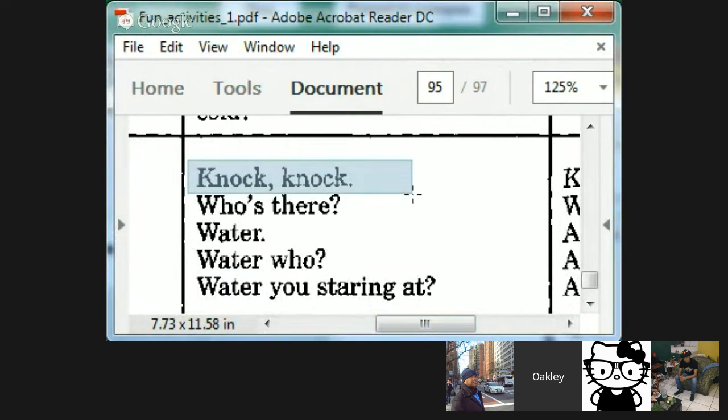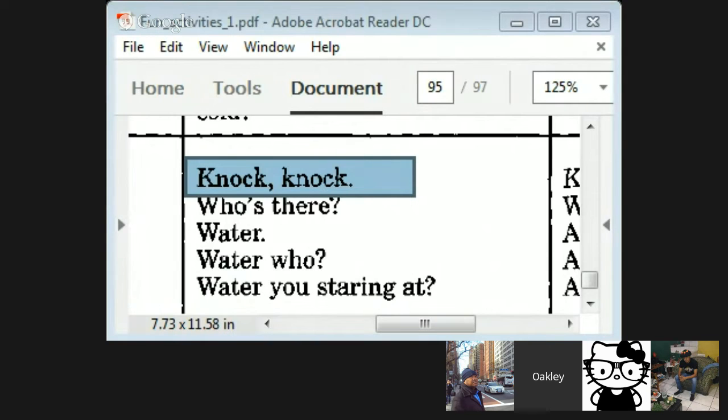Okay, Heidi. Knock knock. Who's there? Water. Water who? What are you staring at? I'm staring at? Okay. What are you staring at?